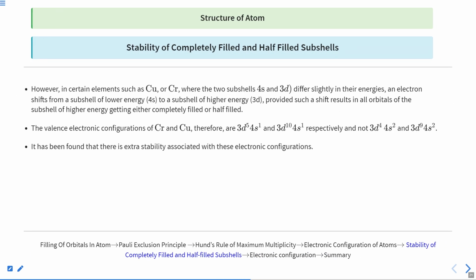Now, one more very important thing: why are half filled and fully filled configurations stable? So why are half filled and fully filled more stable than partially filled? What is the reason behind it? So we can have the application of it also.